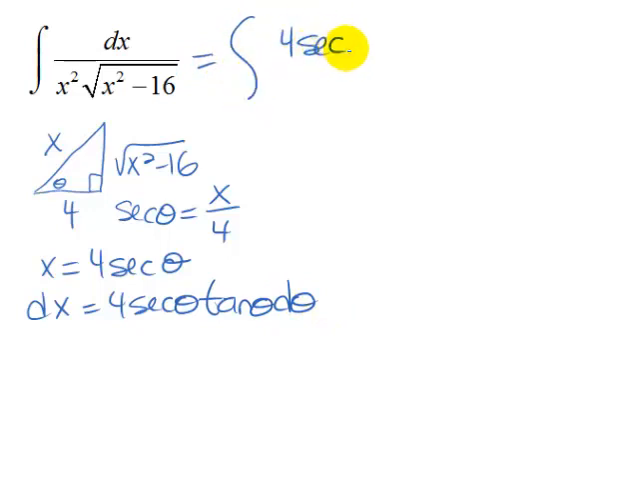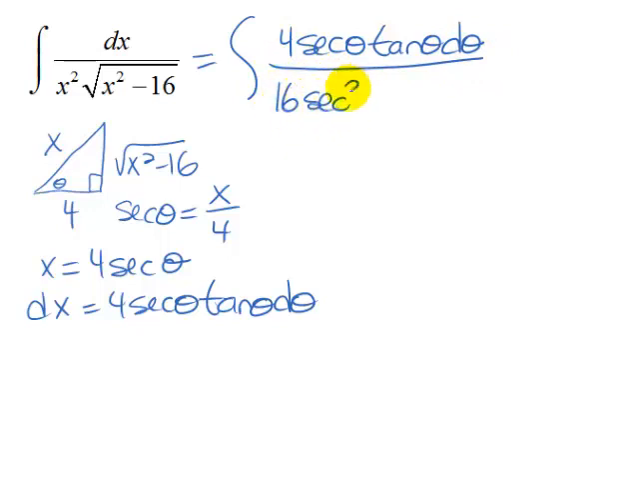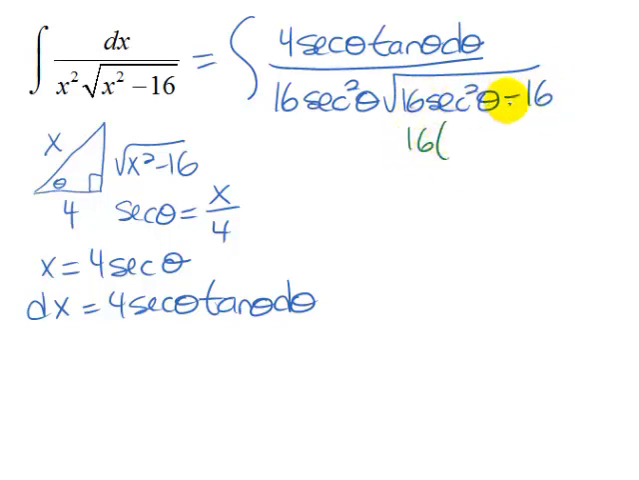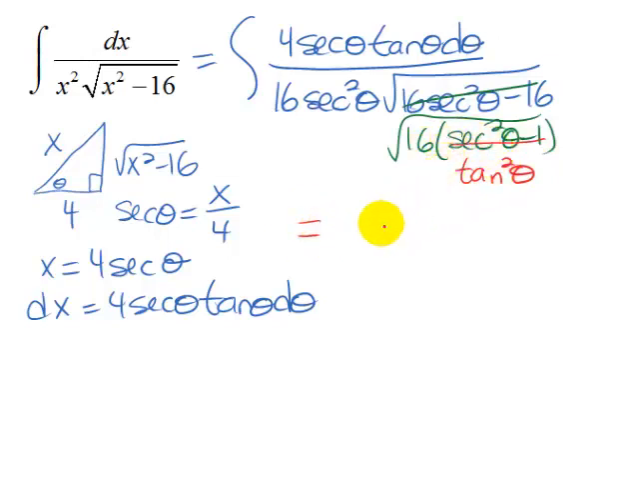dx is 4 secant theta tangent theta d theta, and that's over x squared, so that's going to be 16 secant squared theta multiplied by the square root of 16 secant squared theta minus 16. Then, as usual, we're going to factor out the common thing here, which is 16, and that'll leave us secant squared theta minus 1 underneath the square root, and then we can replace that secant squared theta minus 1 with tangent squared theta. And the last thing we can do on that is go ahead and square root that.